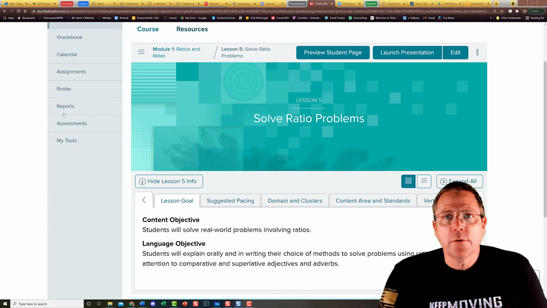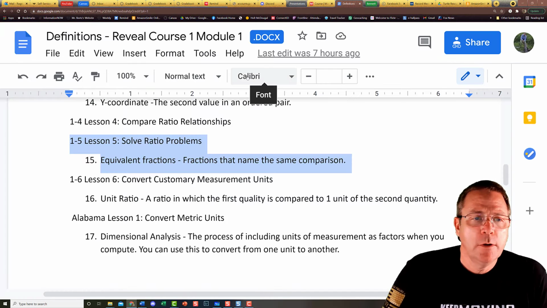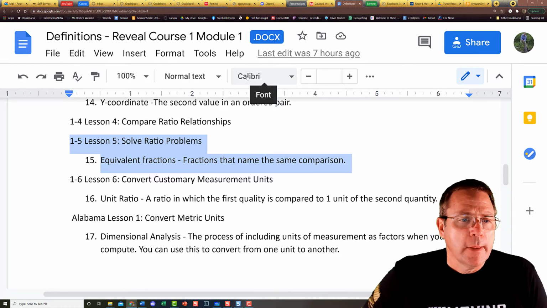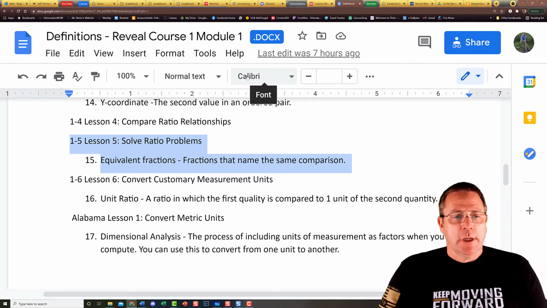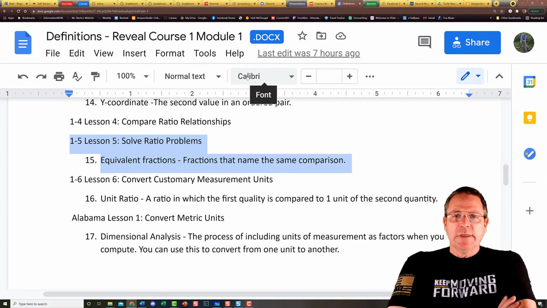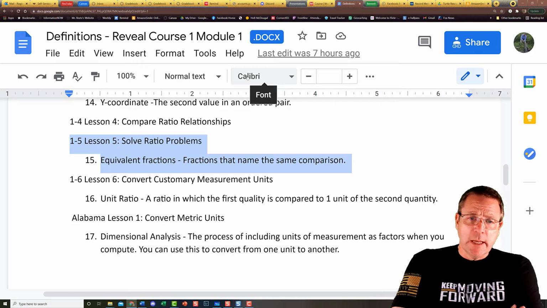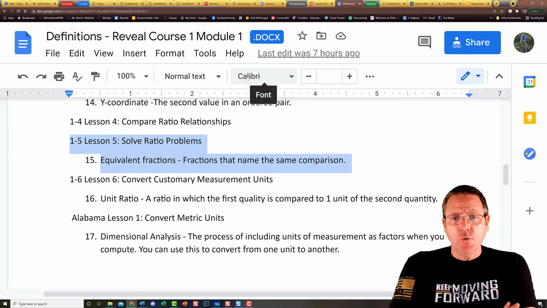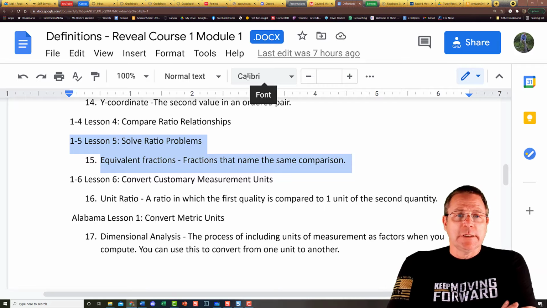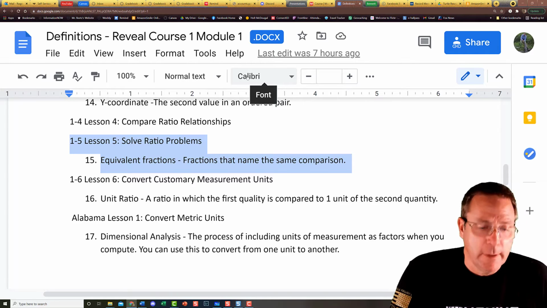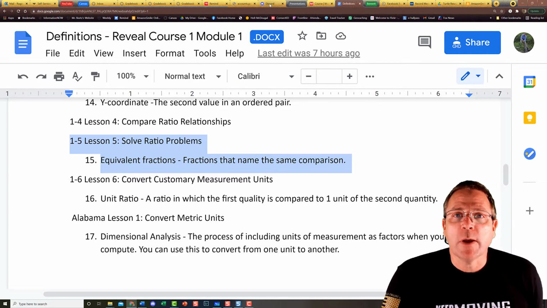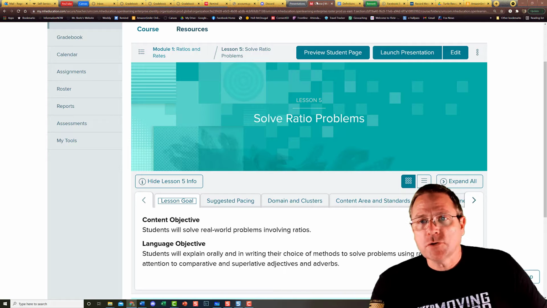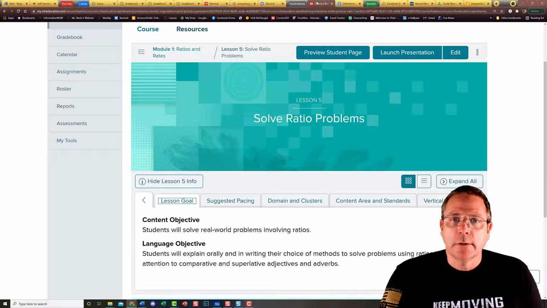So, first things first, definitions. You gain one new definition for this lesson: equivalent fractions. Equivalent fractions name the same comparison. A good example would be 1/2 and 2/4. They represent the same amount of an item. For example, 1/2 of a pizza is the same thing as 2/4 of the pizza. With that, we are ready to start on this new lesson.